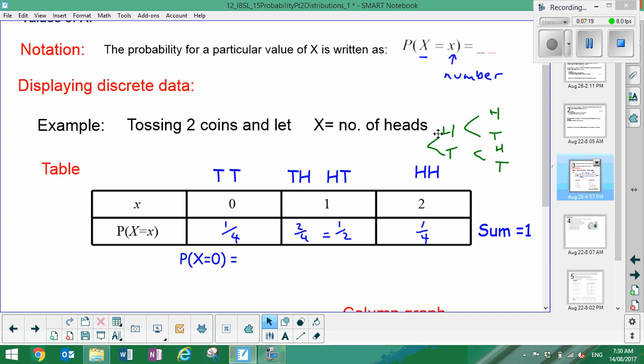So, going back to this notation, if I say what's the probability of x, our random variable, which is the number of heads, equals 0, it equals a quarter.